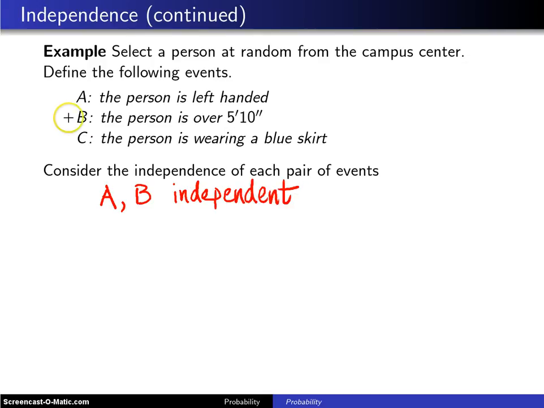Okay, so the next pair to look at is A and C. In this case, A is the person is left-handed. C is the event that the person is wearing a blue skirt. Is there any relationship with handedness and whether or not someone is wearing a blue skirt? Not that I know of, so I would say, at least intuitively, A and C would also be independent.